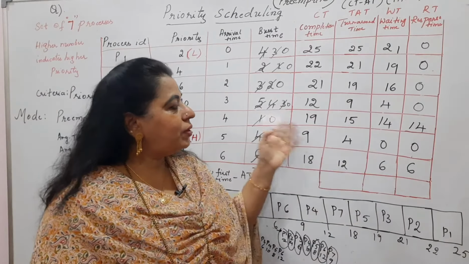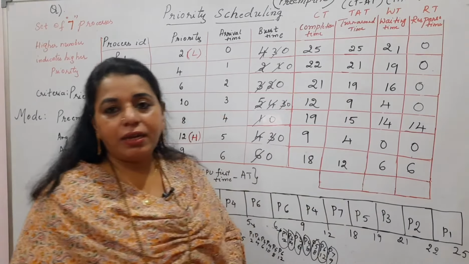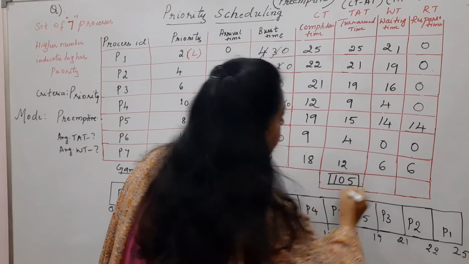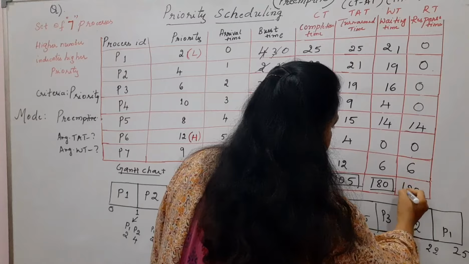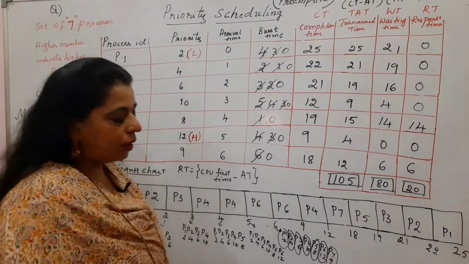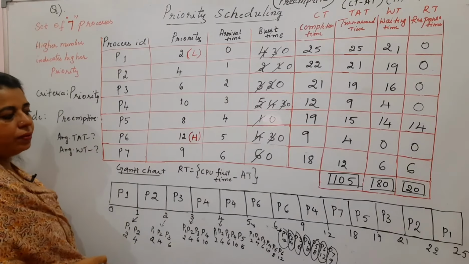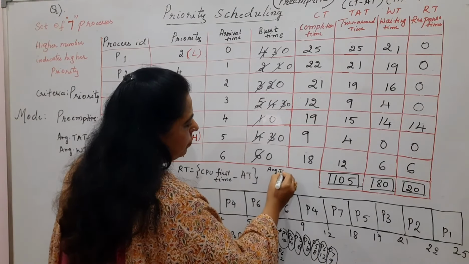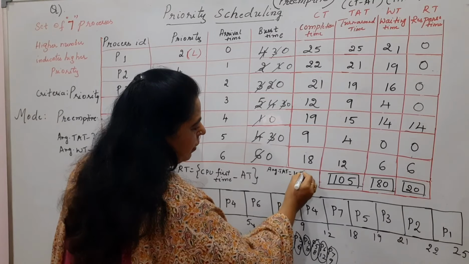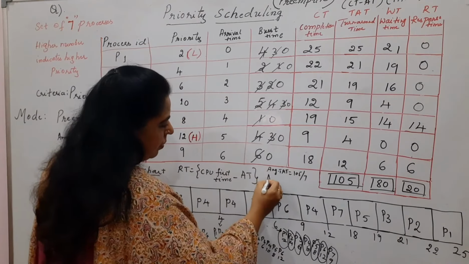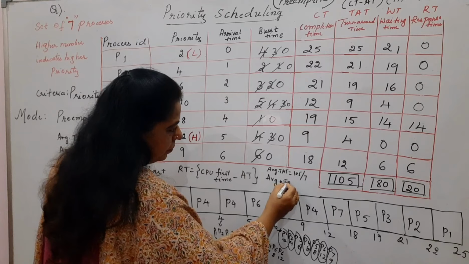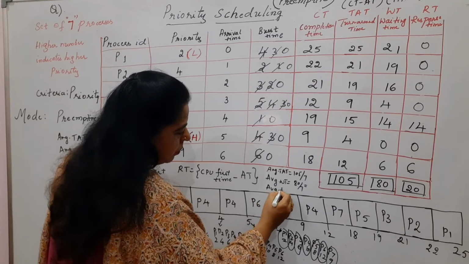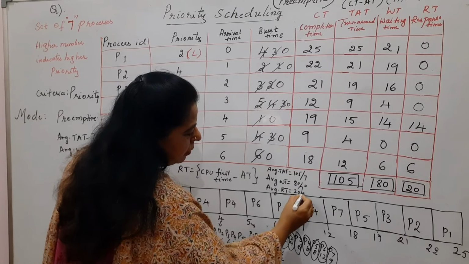Now, as you have done for the previous one, calculate the turnaround time, waiting time and response time. So, turnaround time is 105, waiting time is 80, and response time is 20. Always you have carried out the average: average turnaround time 105 divided by 7 because there are 7 processes. Average waiting time 80 divided by 7. Then average response time 20 divided by 7.